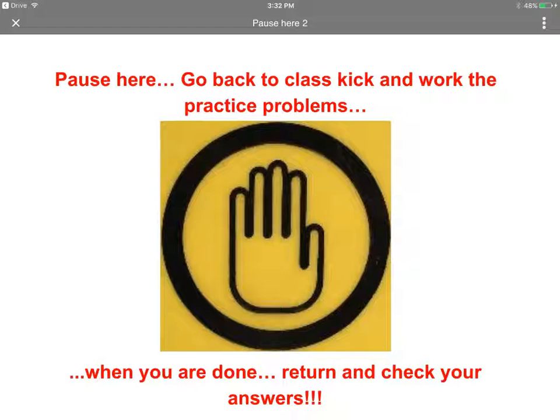If you've not already done so, make sure that you go do the warm-ups in Class Kick, because following this will be the 2 examples.